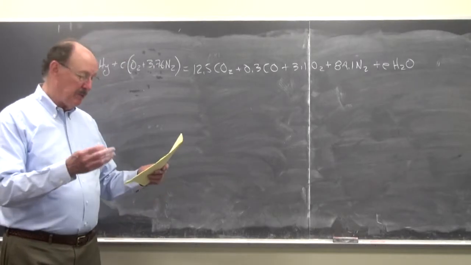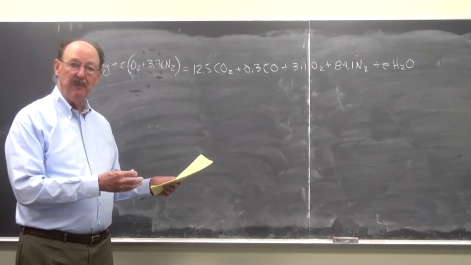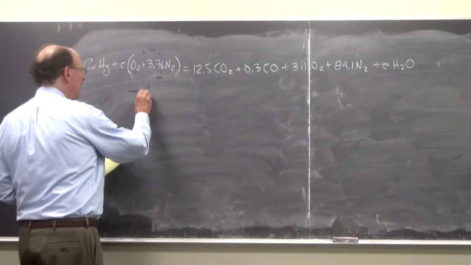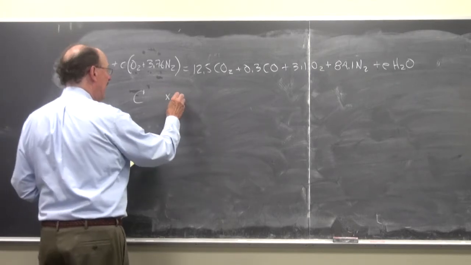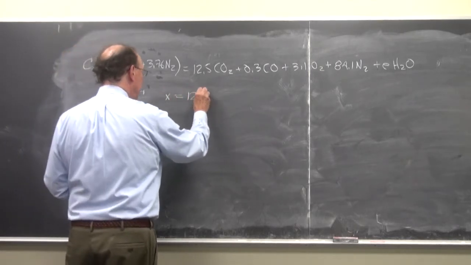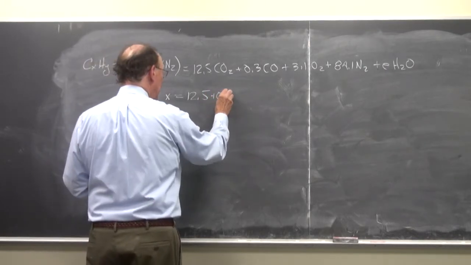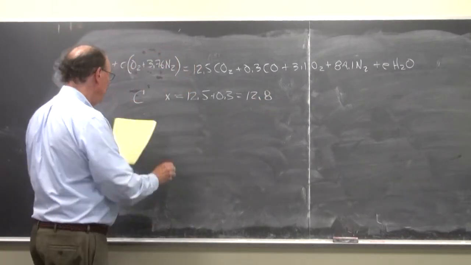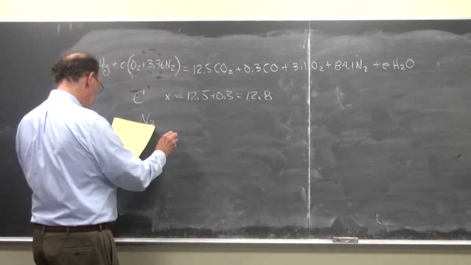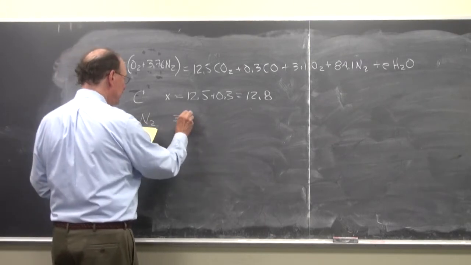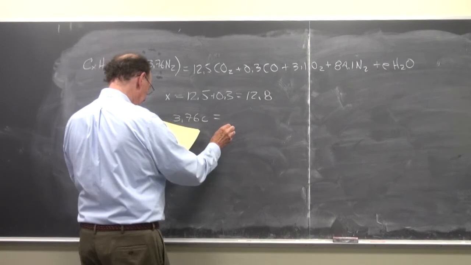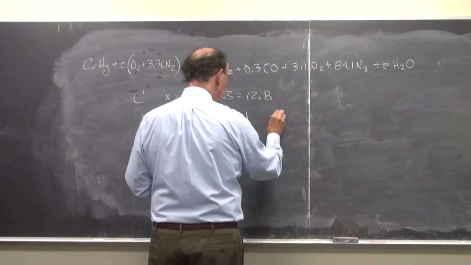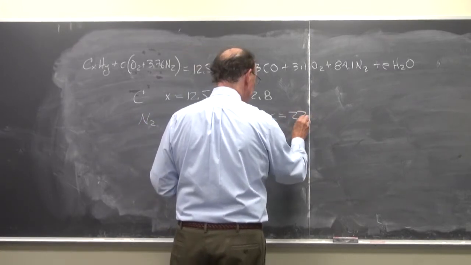And now let's do our balancing. Just as we did before, where we were balancing an equation where we knew the fuel, we're going to do it the same way. So I'll do a carbon balance, and I have X here, and X equals 12.5 plus 0.3, which is equal to 12.8. I'll do an N balance. If I look at N2, I have 3.76 C is equal to 84.1. Therefore, C is equal to 22.36.